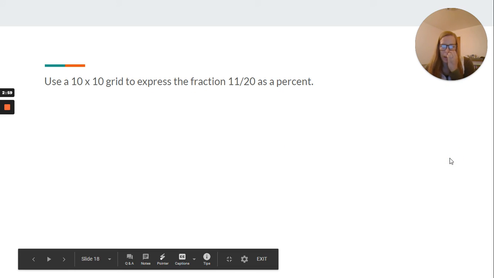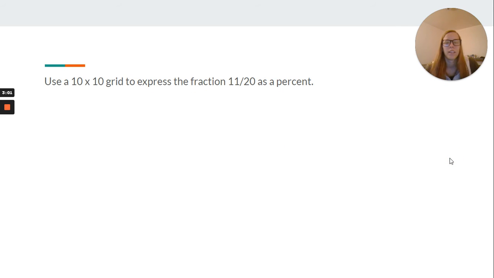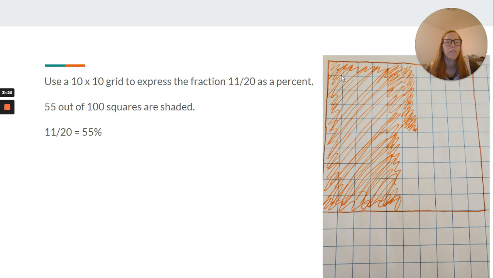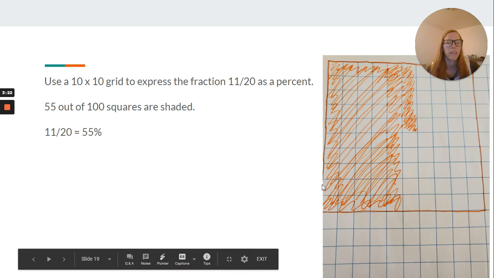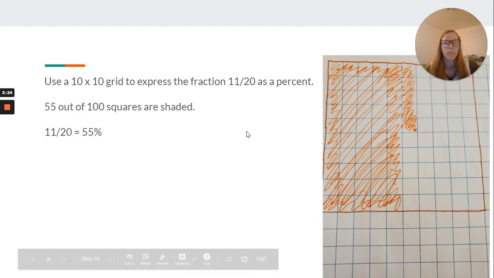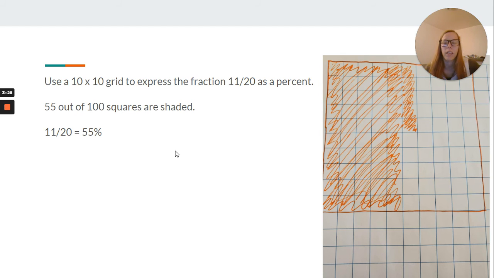Now we're looking at lesson 25's problems. So we're going to use a 10 by 10 grid to express the fraction 11 over 20 as a percent. First, what you would need to do is change this to have 100 on the bottom. So 20 times 5 gets you to 100, so 11 times 5 is going to give you 55. So here we have a grid with 55 shaded in squares. So 55 out of 100 squares are shaded, 11 over 20 equals 55%.